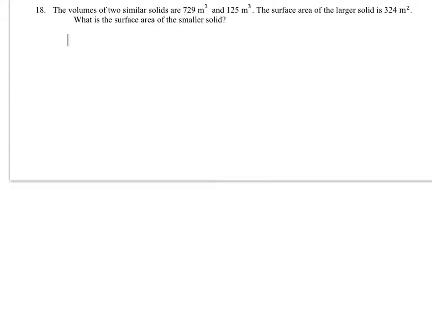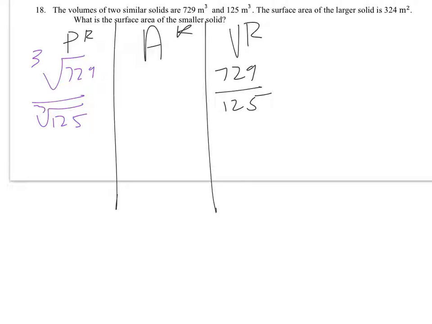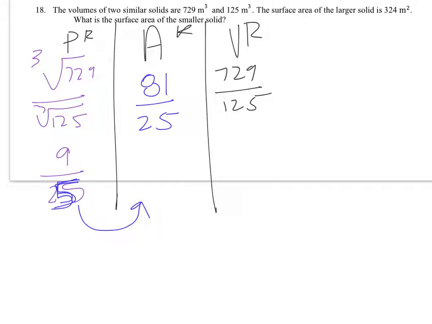2 volumes. Perimeter ratio, area ratio, volume ratio. Keep yourself nice and organized. 2 volumes, 729 over 125. That actually can't be simplified, so I'm going to take my cubic root. You have to work backwards before you can work forwards. So cubic root of both. The cubic root of that would be 9 over 25. So the square root, because if I want to move to area, area is squared, would be 81 over, sorry, this was just 5. Cubic root of 125 is just 5, so this is actually 25. Sorry about that.